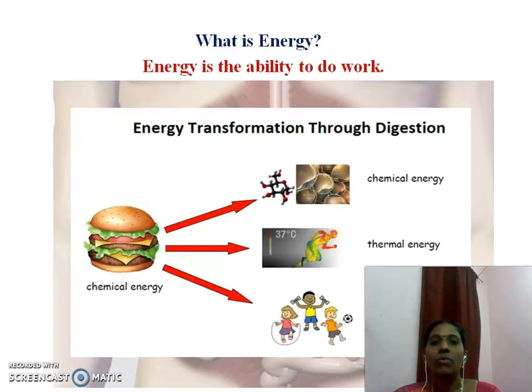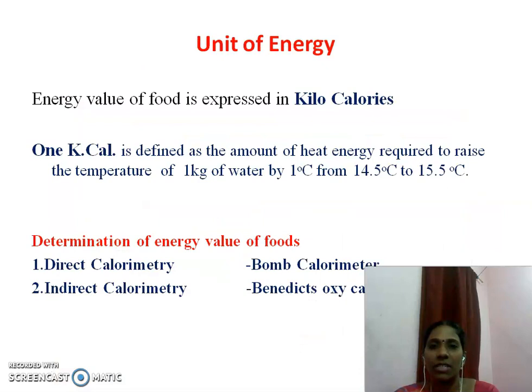The food that we are consuming is burnt inside our body and releases energy. The energy released can be transformed into different forms of energy such as chemical energy, thermal energy and mechanical energy. These energies are helpful to do various metabolic reactions inside our body, and also help us to do various physical activities like walking, swimming, sitting, jogging, all the physical activities we perform.